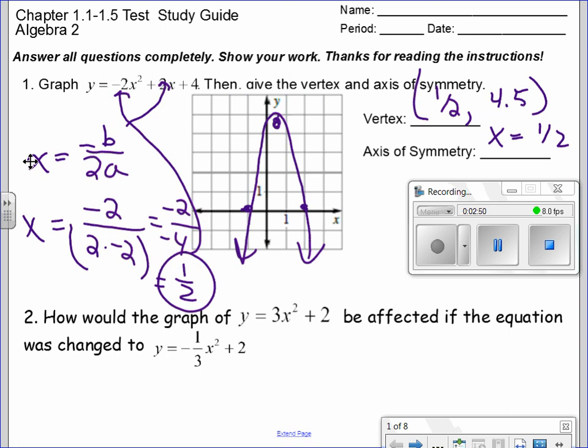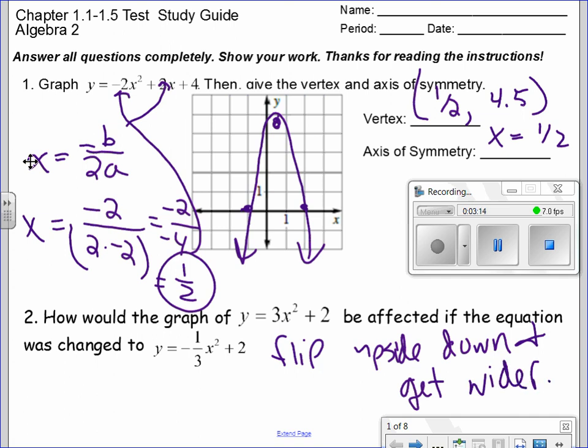Number 2. How would this graph be affected if the equation were changed from 3x squared to -1/3 x squared? What would you guys put? How would the graph be affected? I would say that it would flip upside down. And get wider. That a value out front of 1/3 would be real wide, and if it was negative, it would be upside down. Okay, easy enough. This would totally be a multiple choice problem, so I think you would just select the choice that described the change properly.